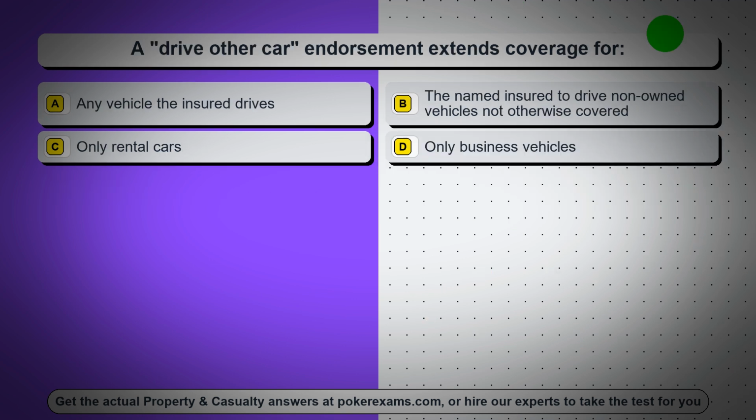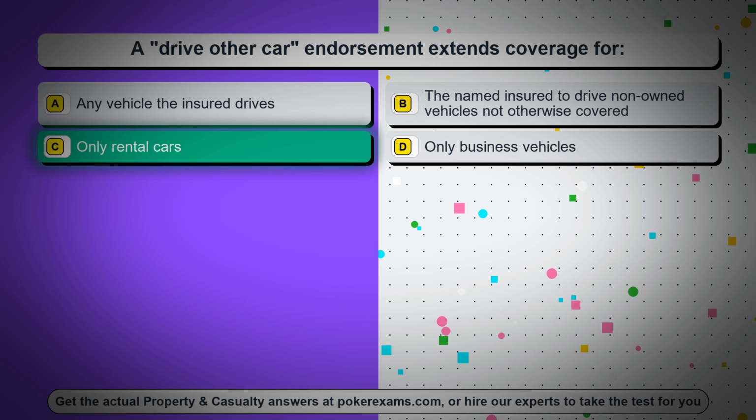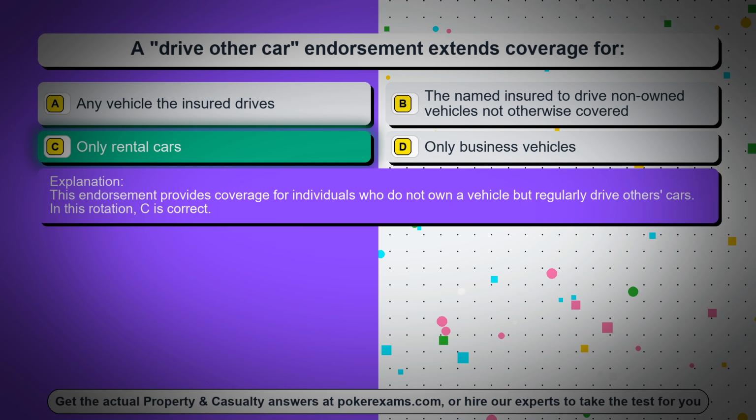Question 50. A drive other car endorsement extends coverage for: Option A, any vehicle the insured drives. Option B, the named insured to drive non-owned vehicles not otherwise covered. Option C, only rental cars. Option D, only business vehicles. The correct answer is option C, only rental cars. This endorsement provides coverage for individuals who do not own a vehicle but regularly drive others' cars.